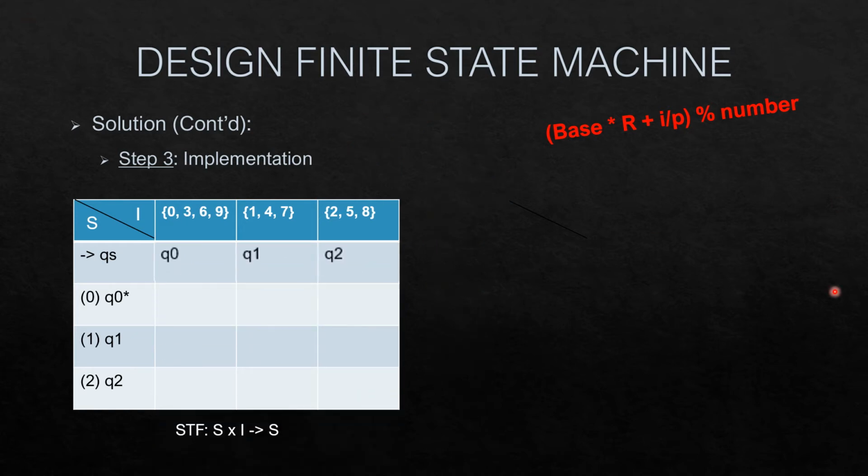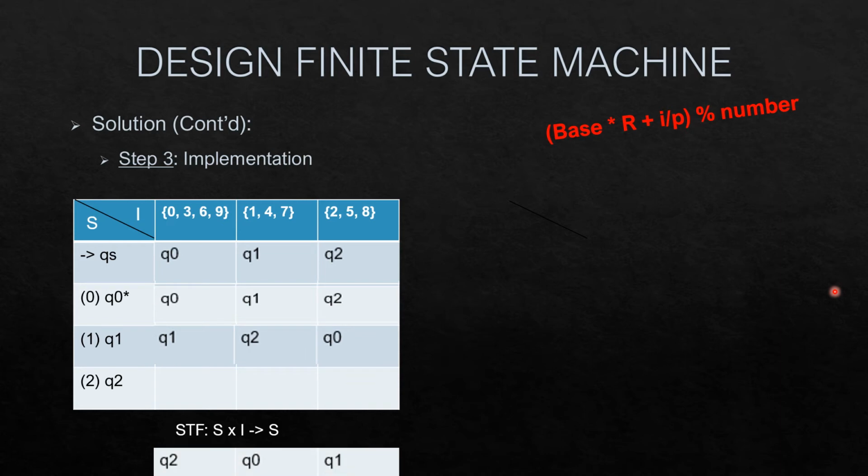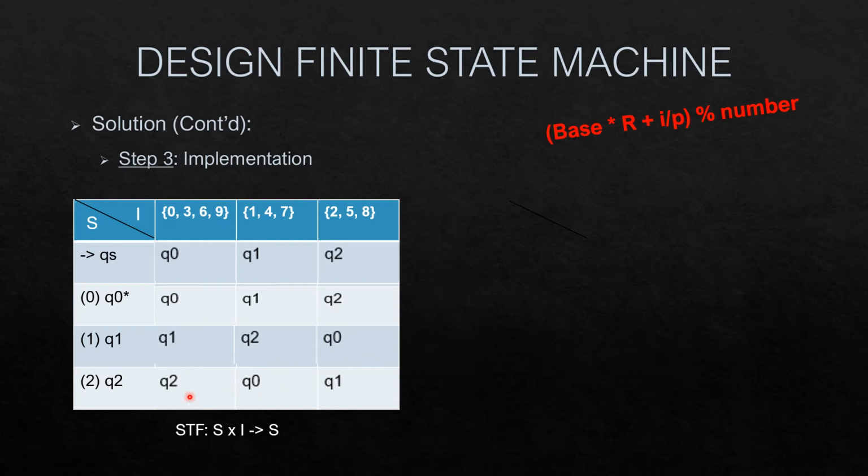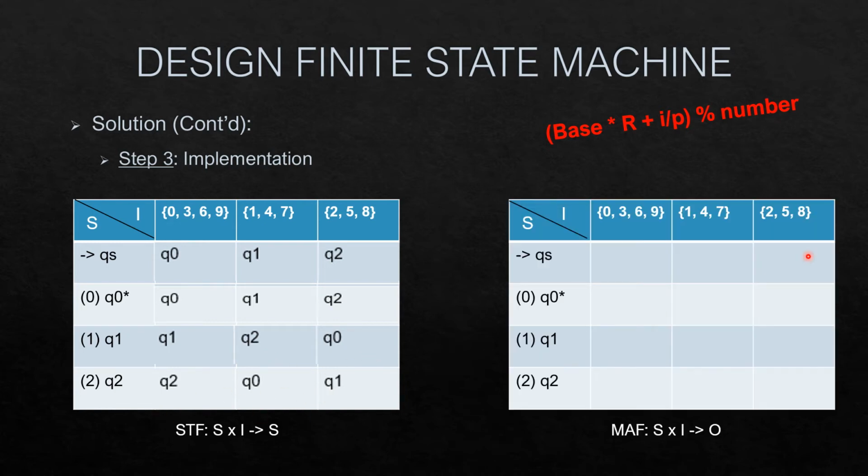So here our table will look somewhat like this, that is Q0, Q1, Q2, Q0, Q1, Q2, Q1, Q2, Q0 and Q2, Q0, Q1. Now our MAF table will have the same type of setting except that instead of state transitions there will be output displayed in this table.